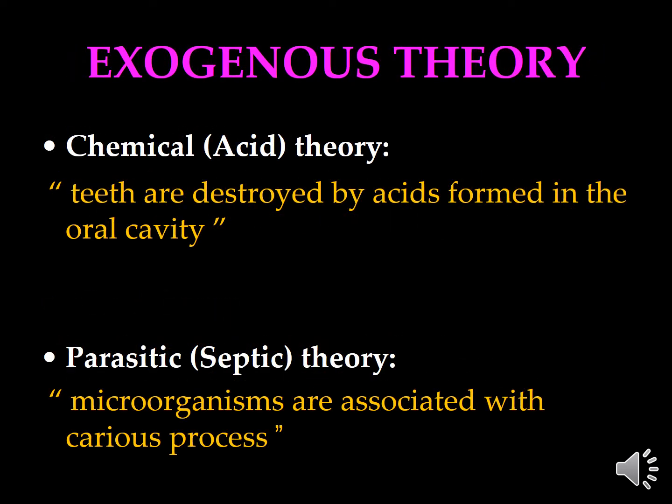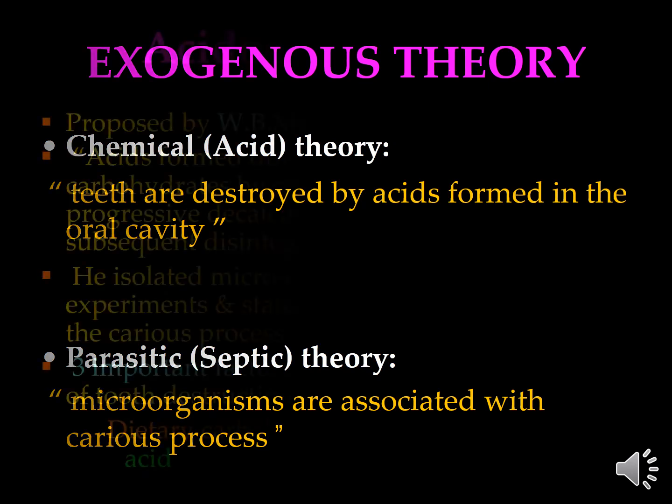That is like a bone gangrene, where because of the decrease in the blood supply, there was a formation of caries. Coming to the exogenous theory, the theories were the chemical or acid theory: the teeth are destroyed by the acid formed in the oral cavity. And the parasitic or septic theory, which said that microorganisms were the cause of the caries process.